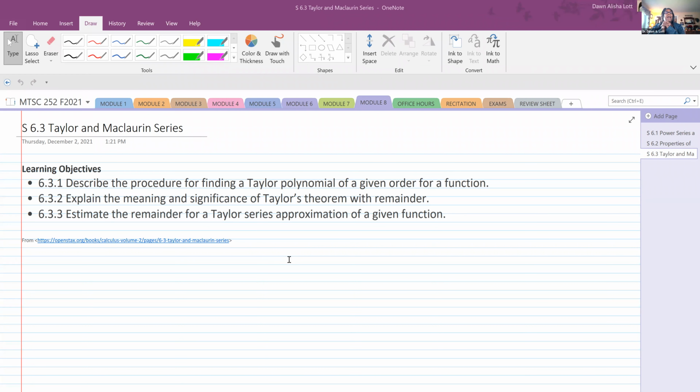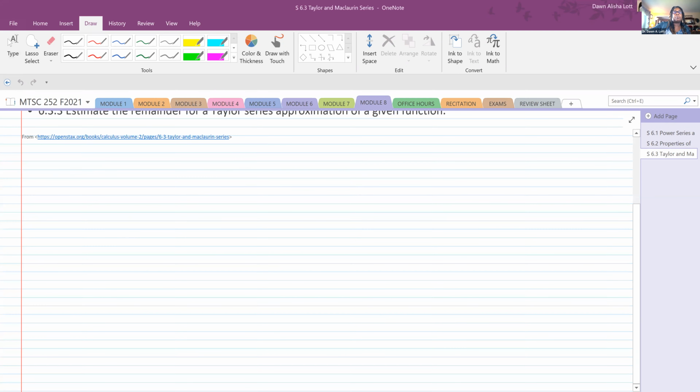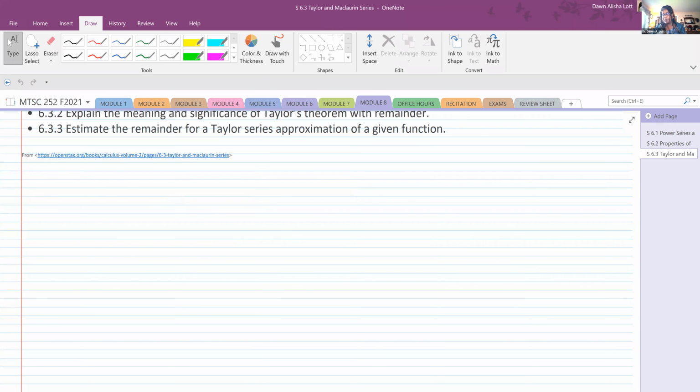Okay, so the last section of the semester is Taylor and Maclaurin series. And how do you find a Taylor series or a Maclaurin series? Okay. So if a function f of x has a Taylor series.